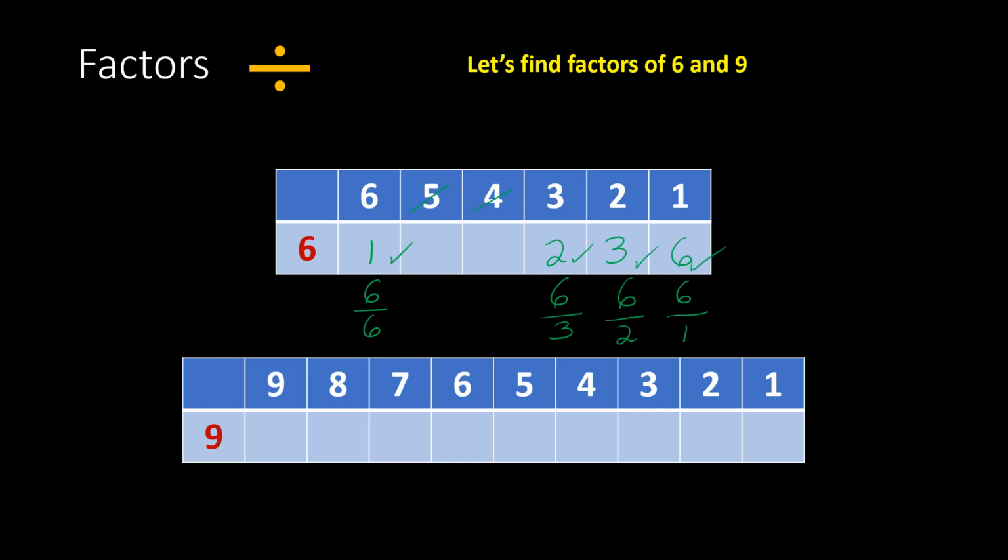Let's try and find factors of 9. Once again, we will be dividing 9 by itself. The biggest number, 8, we can't. 7, no. Not 6, not 5, not 4. We can divide by 3. We'll get 3. Not 2. We can divide by 1. We get 9. So the factors of 9 are 1, 3, and 9.